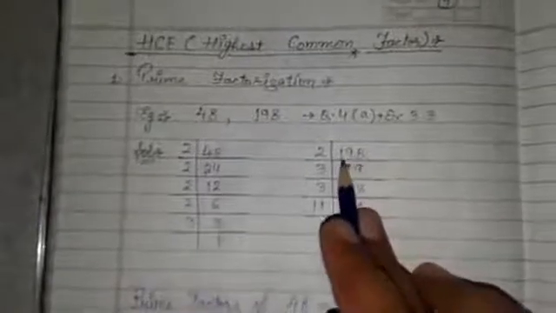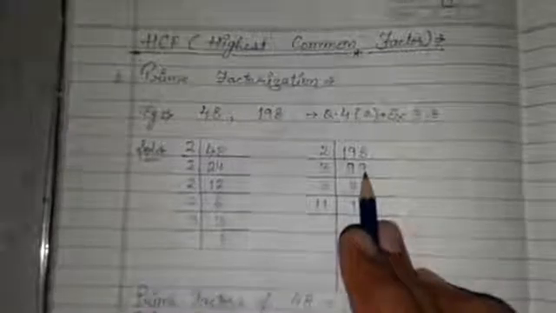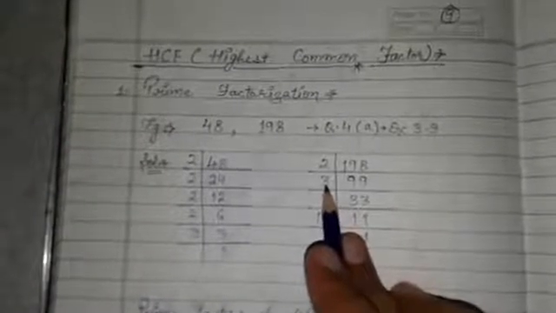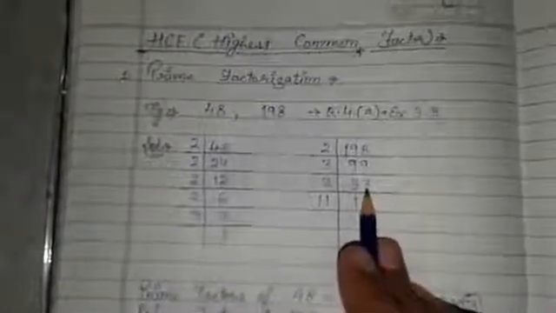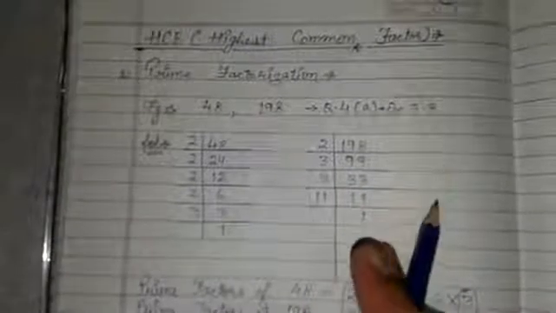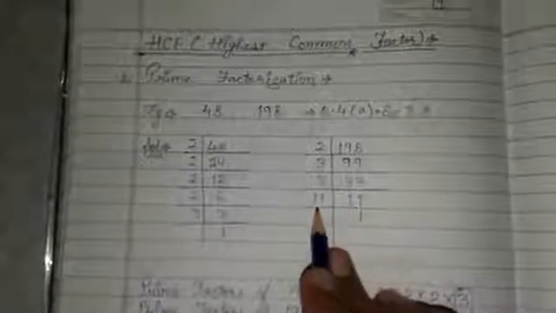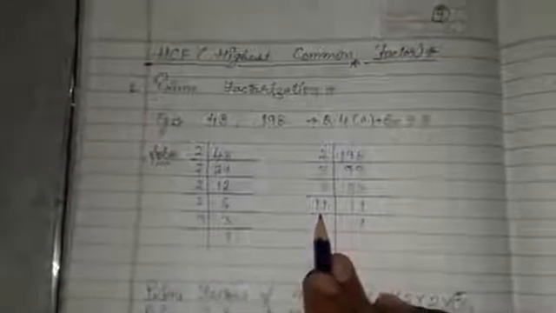Same here, 198 divided by 2 is 99, but now 99 is not divisible by 2, so let's check by 3. It is divisible by 3. Here is 33, then 33 is divisible by 3 again, here is 11. Now in between, 5 and 7 are also prime numbers, but 11 is not divisible by these. 11 is divisible by 11 because it is also a prime number.